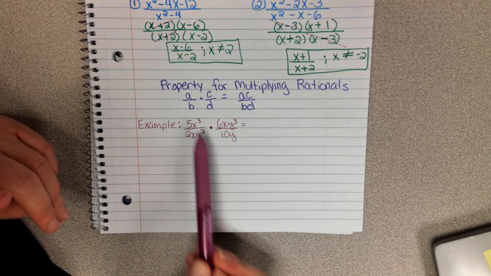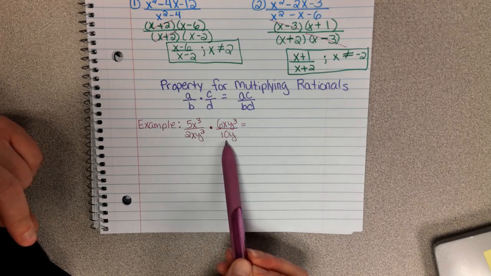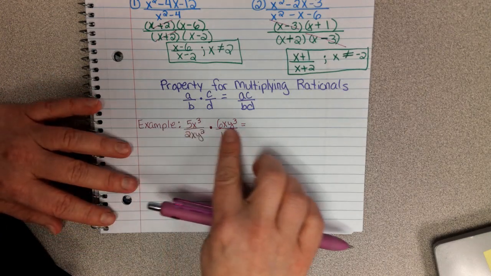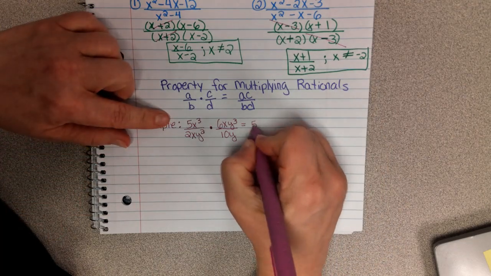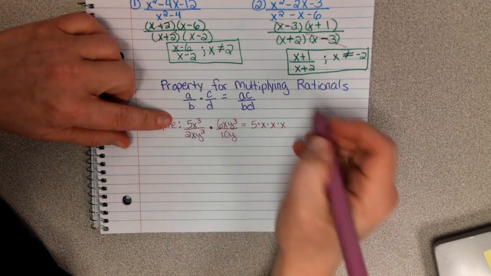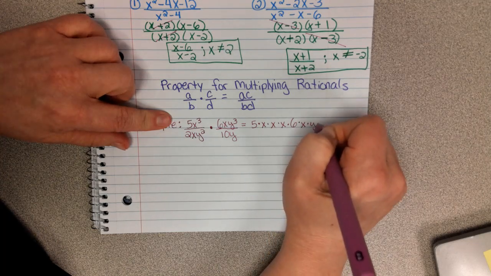So I have 5x to the third over 2xy squared times 6xy to the third over 10y. So let's think about what this means. I can multiply straight across. So this is 5 times x times x times x, right? X to the third times 6 times one of these x's times 3 y's.